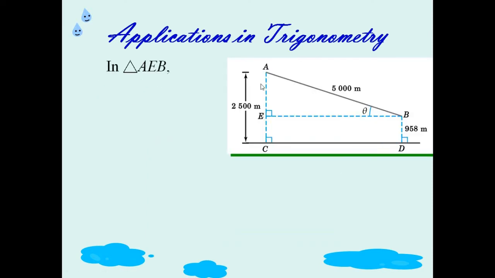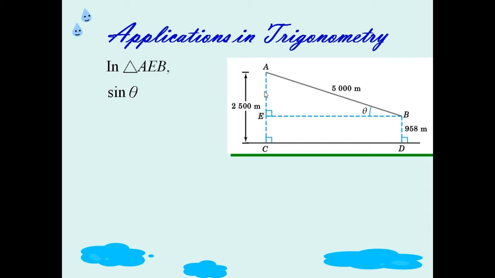So in the triangle AEB, we must first find out the side opposite to the angle theta, which is the length of AE. This length is calculated just by using 2,500 minus 958. It is the opposite side. And here AB is the longer side because it is opposite to the right angle.